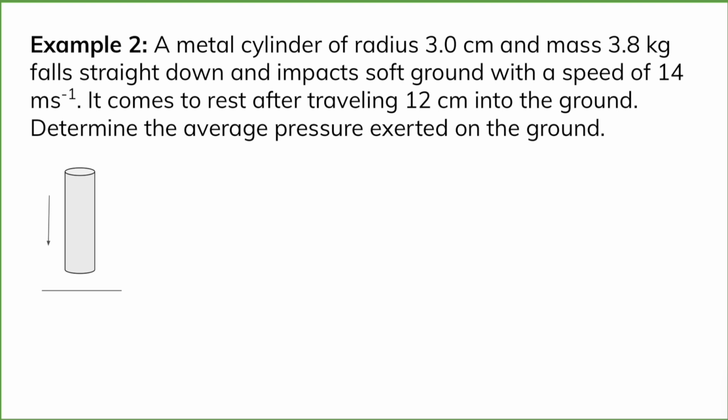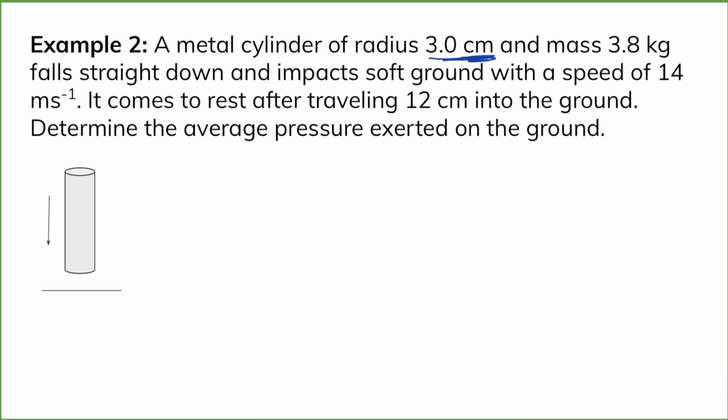Okay, now we have a metal cylinder of radius 3 centimeters. See that centimeters there, I'm going to note that. And mass 3.8 kg, falls straight down and impacts soft ground with a speed of 14 meters per second. It comes to rest after traveling 12 centimeters into the ground. Determine the average pressure exerted on the ground.